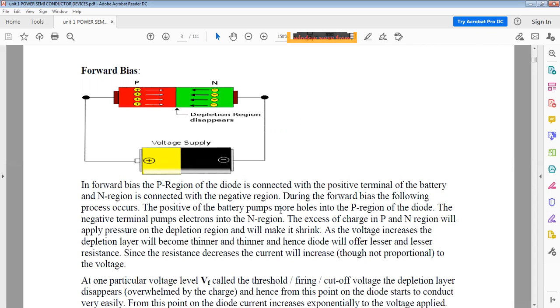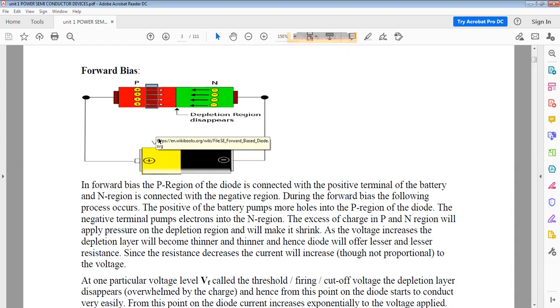During the forward bias, the following process will occur. The positive terminal of the battery pumps more holes into the P region of the diode. The negative terminal pumps electrons into the N region. The excess of charges in the P and N regions will apply pressure on the depletion region and make it shrink. As the voltage increases, the depletion layer will become thinner and thinner, hence the diode will offer less and less resistance. That means in the forward biased condition, the diode acts as a closed switch.